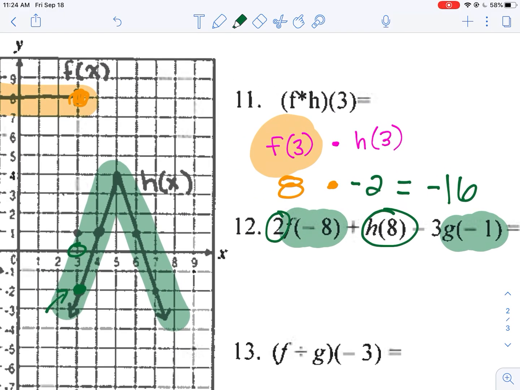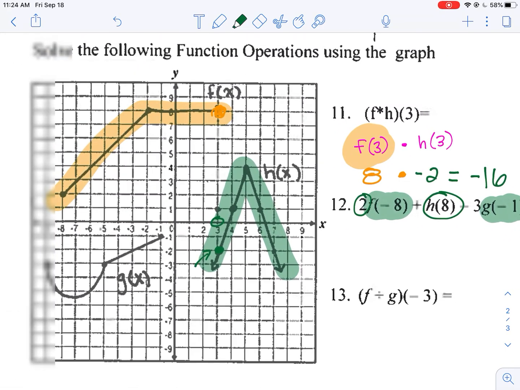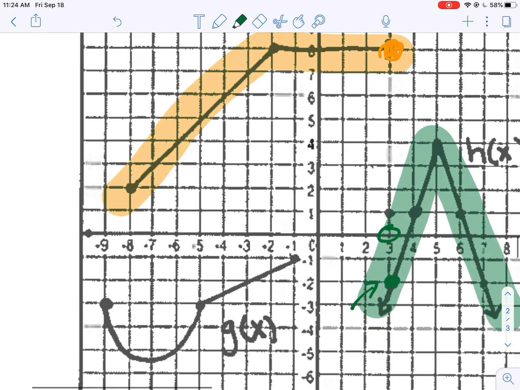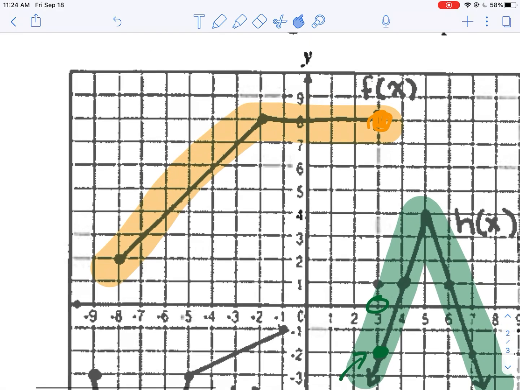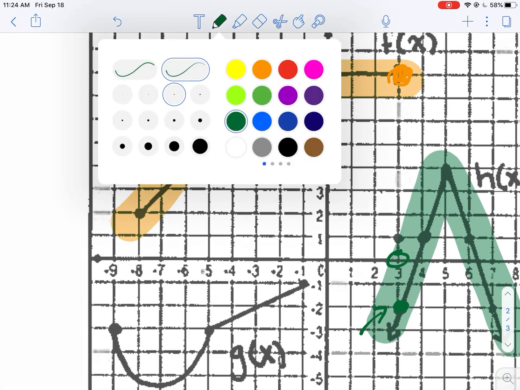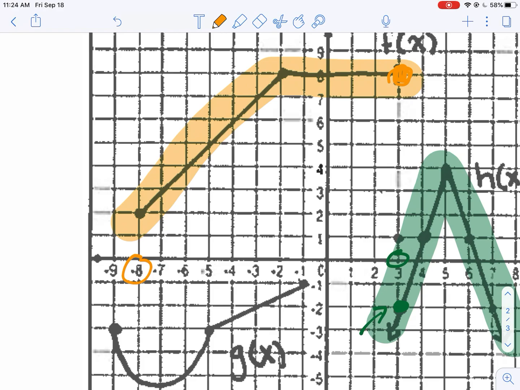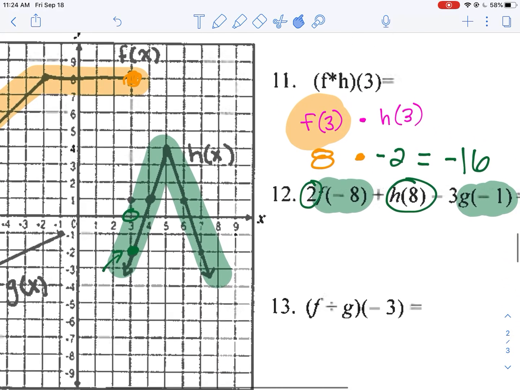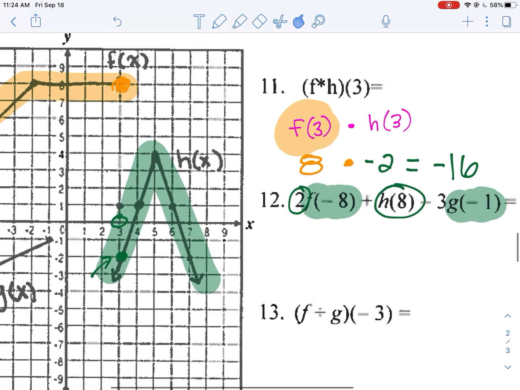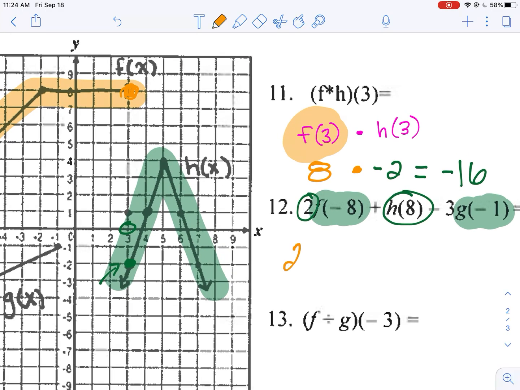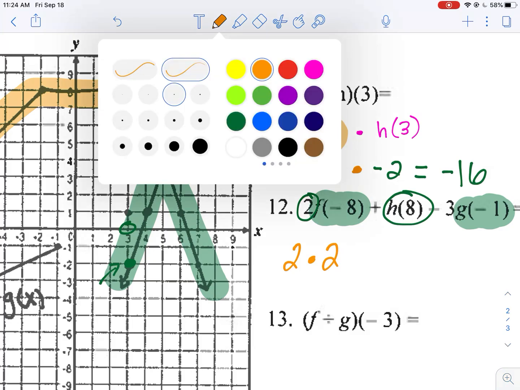So let's go to the f function, right? It's telling me if x equals -8. So I'm going to look for -8 on my graph. And I already know my f function is the yellow one. So I'm going to go over here and say, okay, from -8, what's my y? Oh, +2. Awesome. So that means I'm going to do 2 times 2. And then I can do plus over here.